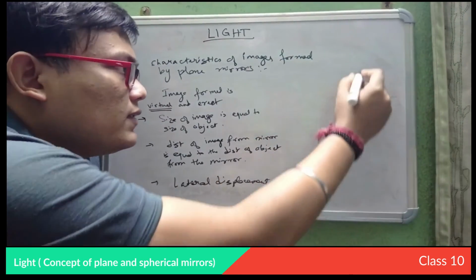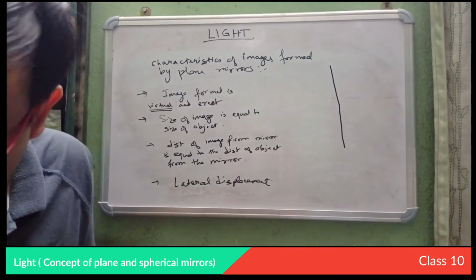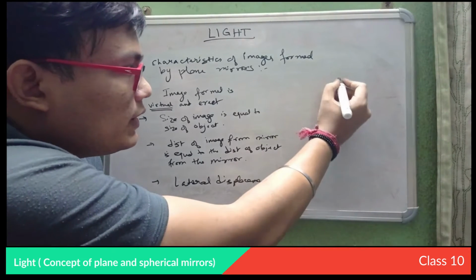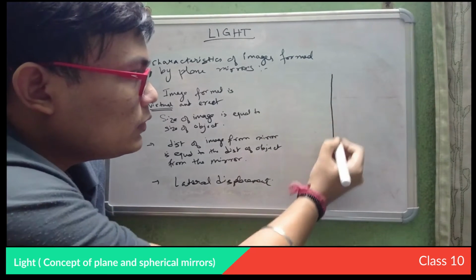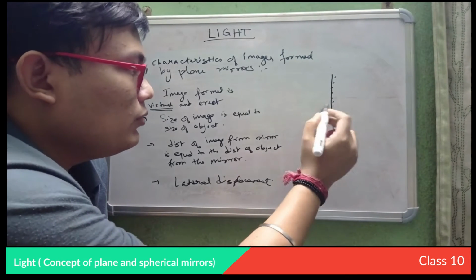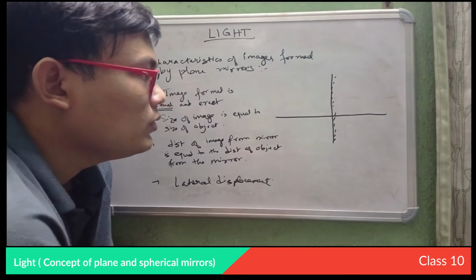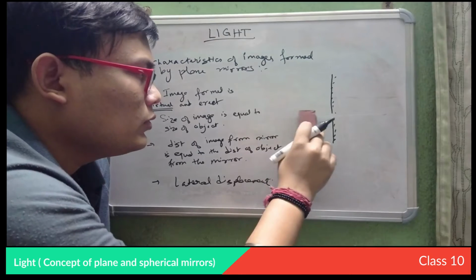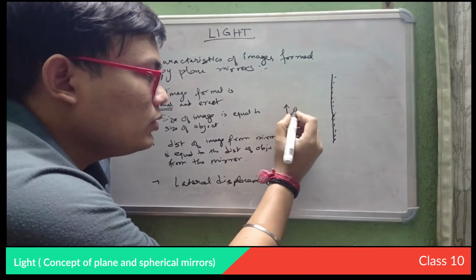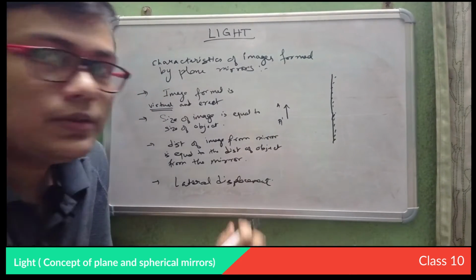Now, let's take an instance. Let's say this is the reflecting plane mirror. And this is the object. This bar is the object.